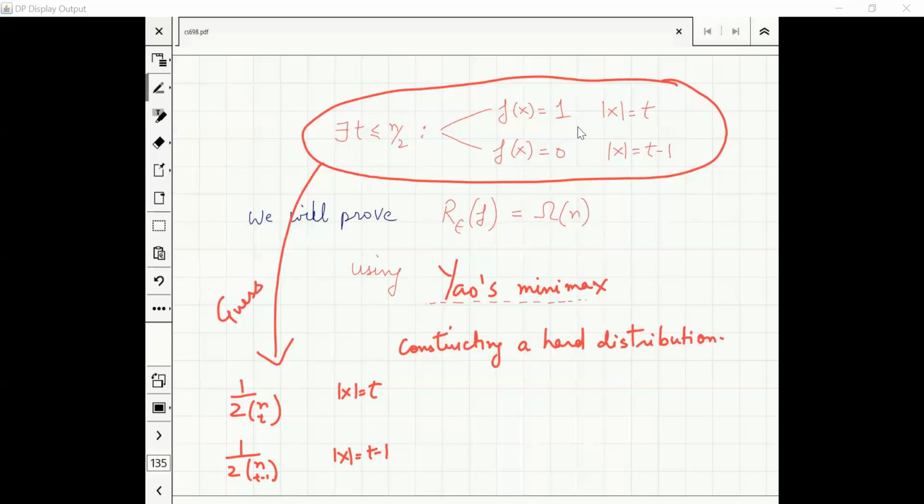Is the hard distribution clear for this function? Can we move forward? Okay. Everyone is fine, right? Remember our objective. We have a function where the function value changes between Hamming weight t minus 1 and Hamming weight t. We want to show that any randomized algorithm should make omega n queries. And for that, we are using Yao's minimax. We are putting this hard distribution.